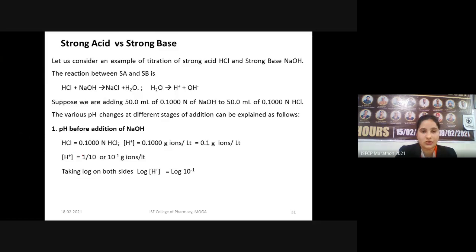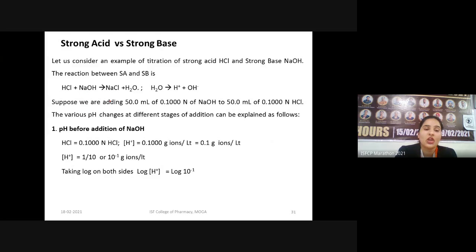We will explain this more with the help of some numerical values. Let us consider an example of titration of a strong acid, that is HCl, and a strong base, that is sodium hydroxide. So we consider this reaction between HCl and sodium hydroxide. Reaction of HCl and sodium hydroxide gives us salt and water. The HCl will release H positive ions and Cl negative ions, whereas sodium hydroxide is going to release Na positive ions and OH negative ions.